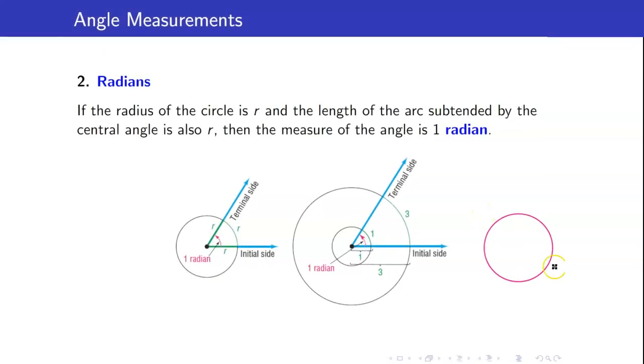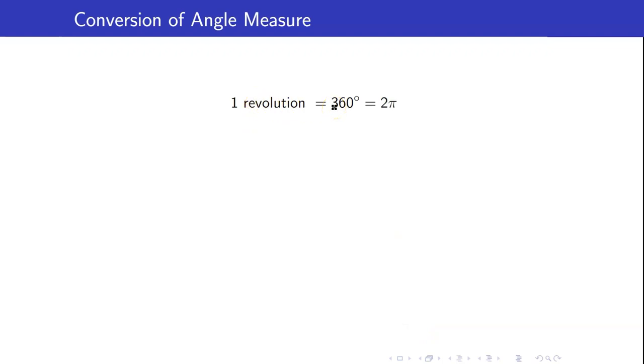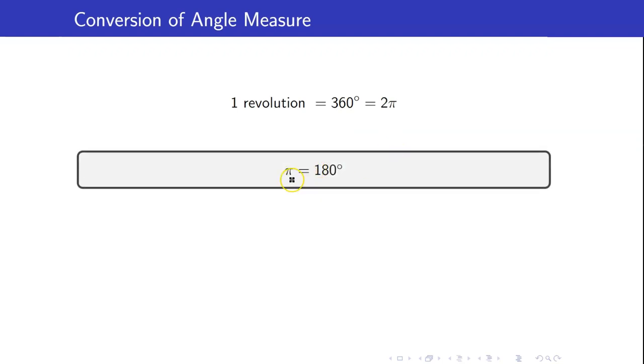Suppose that I have here a circle of radius 1. What would be the circumference of this circle? Recall that the circumference, that is the length of this arc, is given by 2 pi r. But since our radius here is equal to 1, it's just equal to 2 pi. So the length of this entire circle is 2 pi. And that is 1 revolution. So therefore, this gives us the relationship between radians and degrees. Since 1 revolution is equal to 360 degrees and it's also equal to 2 pi, if we look at this equation here, we can divide both sides by 2 and therefore we get that 180 degrees is equal to pi. So we will be using this to convert from one angle measure to another.